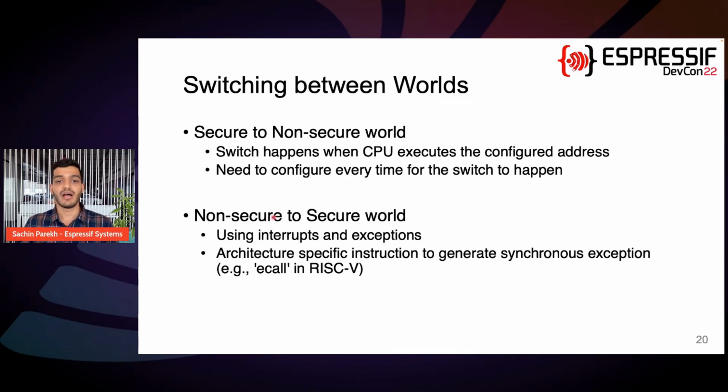So now let's talk about how to switch from the non-secure to the secure world. This can only happen through interrupts and exceptions. Any interrupt or exception generated on the device would automatically switch the world from non-secure to secure world, and then the corresponding handlers would always execute in the secure world. There are certain architecture-specific instructions, for example, ecall in RISC-V, which allows us to generate a synchronous exception so that we can deterministically switch from non-secure to secure world.